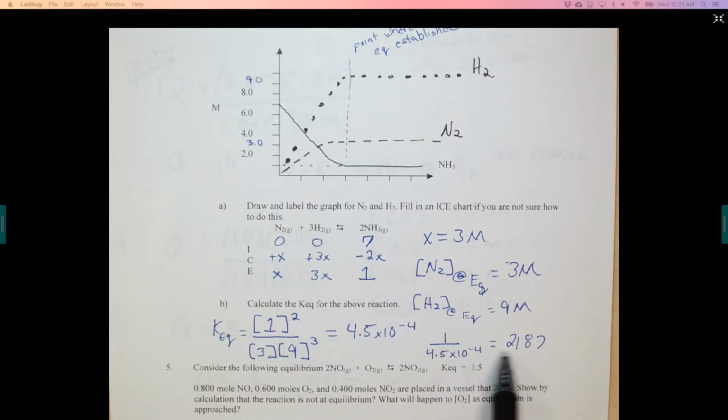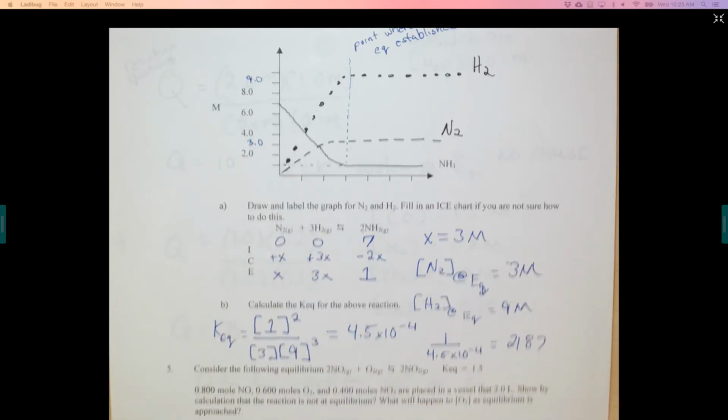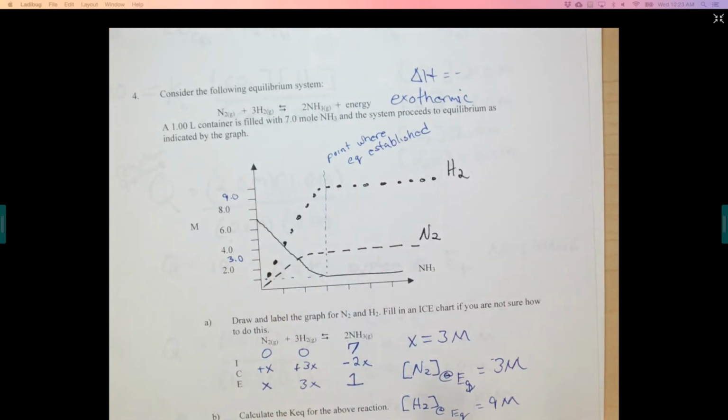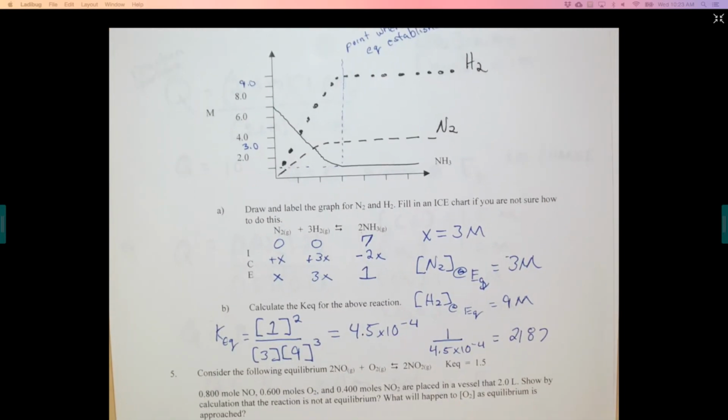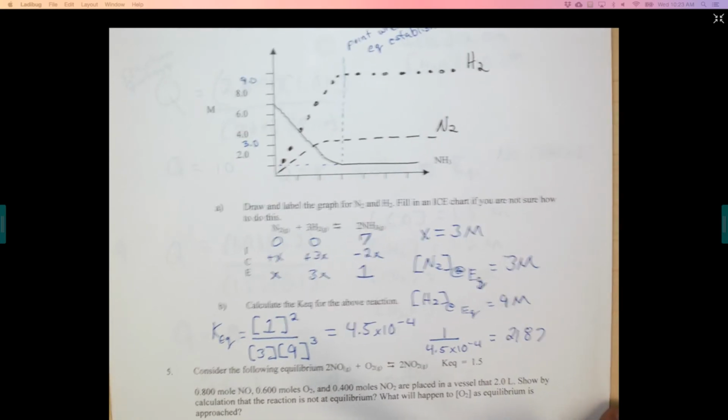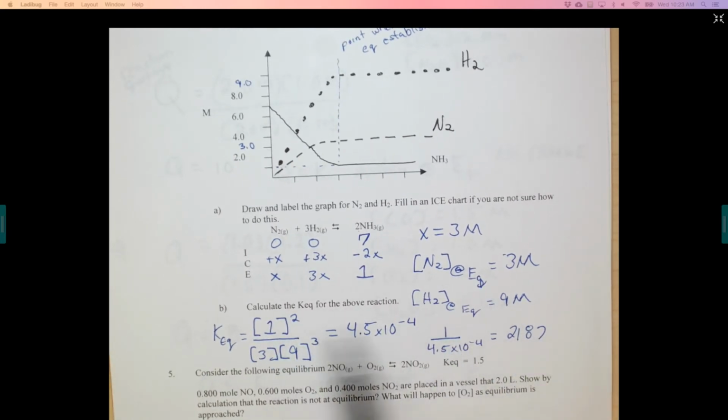Now what I've done here is show you that the reverse reaction, if we were to write this in the opposite direction, would be products favored. If we were to reverse this, you could have still done this problem if you were to rewrite the equation. Realize that Keq for the forward and reverse are inversely related.